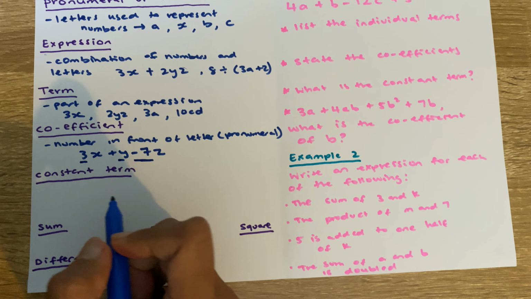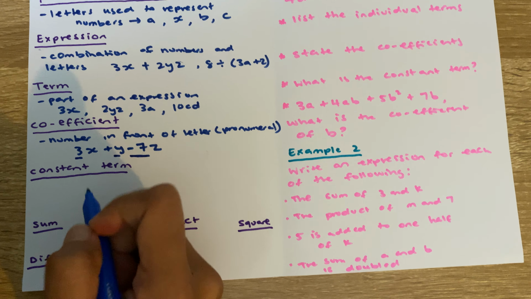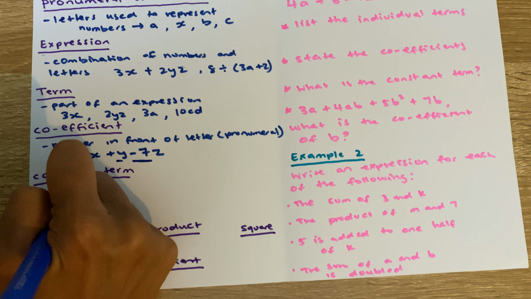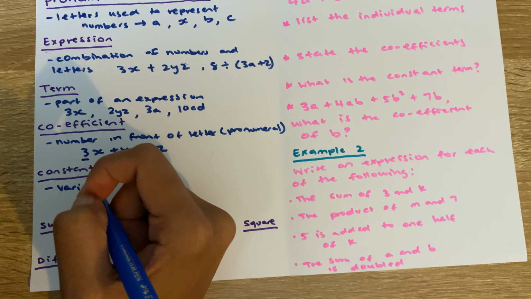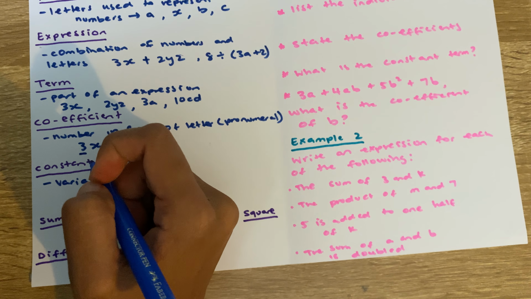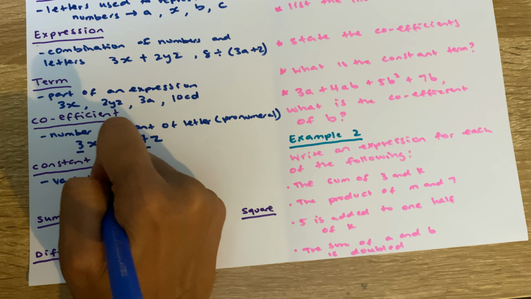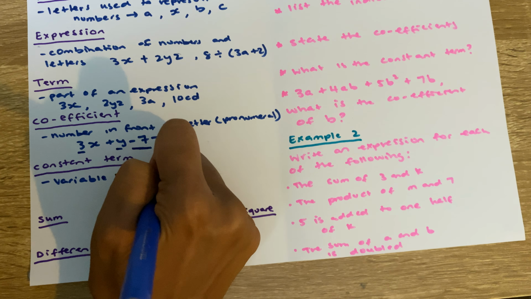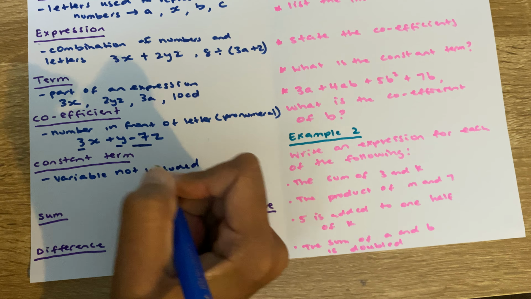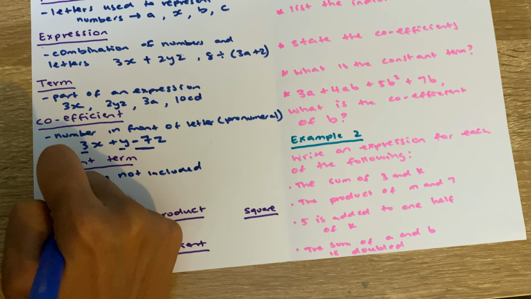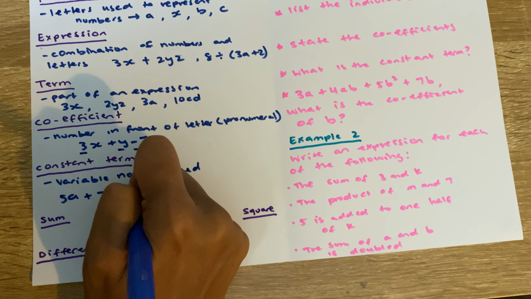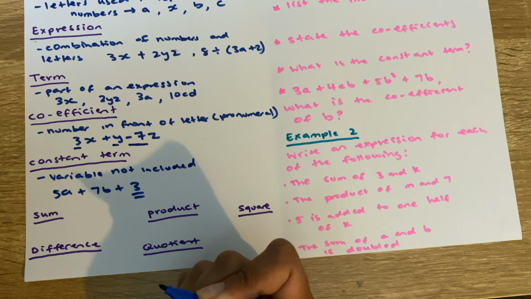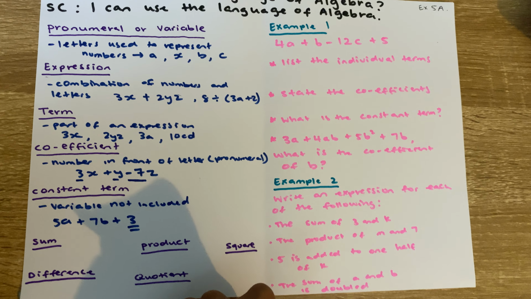All right. Our constant term is basically a part of our expression that does not have a letter, okay? A term that does not contain a variable. So it doesn't have a letter. So if I've got something like 5a plus 7b plus 3, 3 is going to be our constant term.